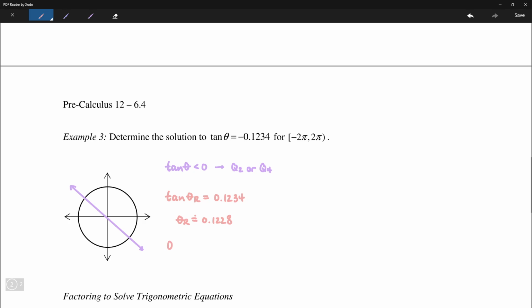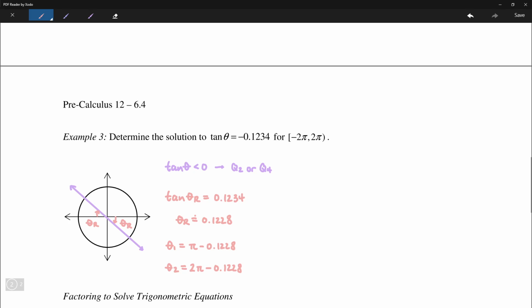So the quadrant 2 answer is going to be pi minus 0.1228, and the quadrant 4 answer is going to be 2 pi minus 0.1228. Since the reference angle is 0.1228 going this way, and in quadrant 4, that's the reference angle. And as always, the angles and center positions are to be drawn in the counterclockwise direction. So that will already give us two answers.